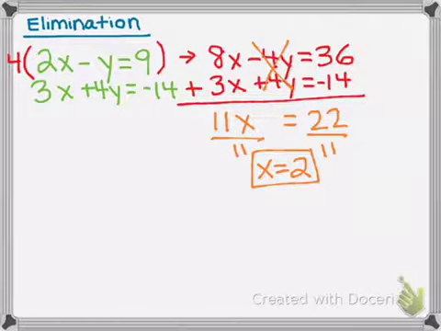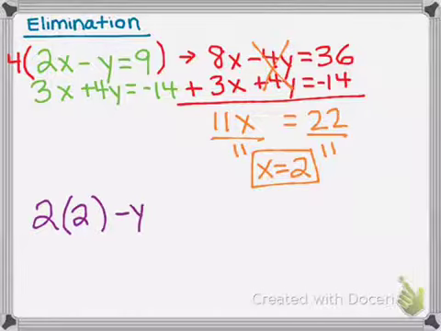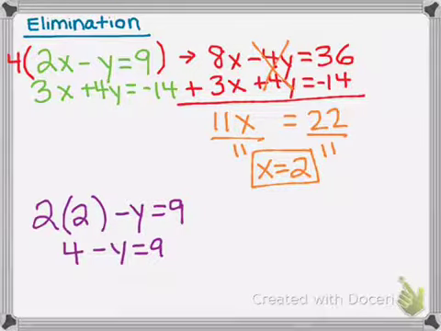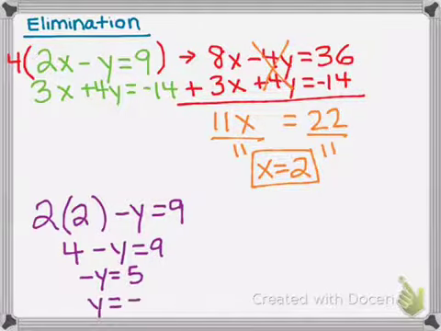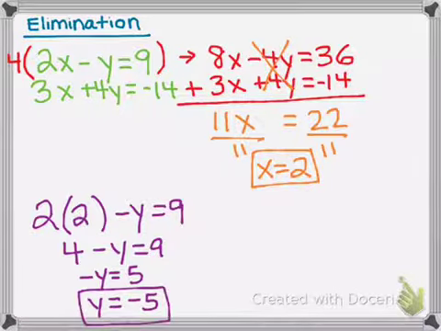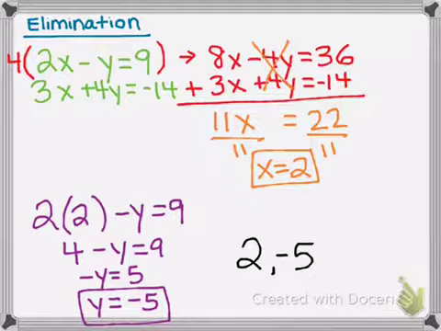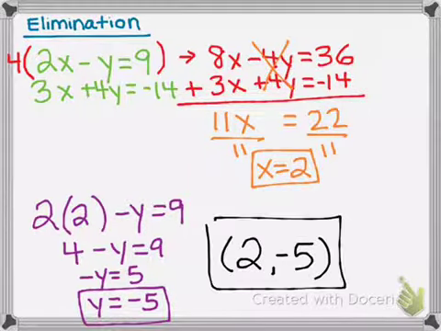Again, I'm going to go with the first one. And then I'm going to solve for y. So I have 2 times 2 minus y equals 9. That's 4 minus y equals 9. I'm going to subtract 4 from both sides and get negative y equals 5. So y equals negative 5. Once again, we take our answer, we write it as a final point, 2 comma negative 5. We check, make sure it gives us what we want, and there you go.